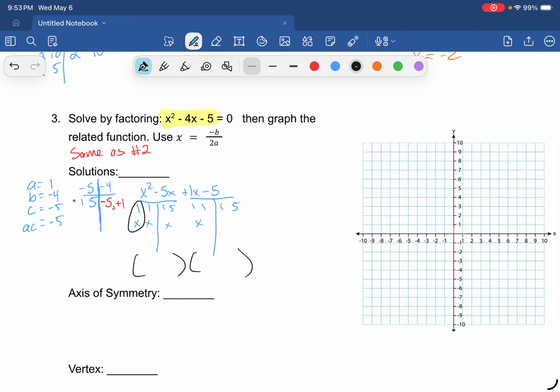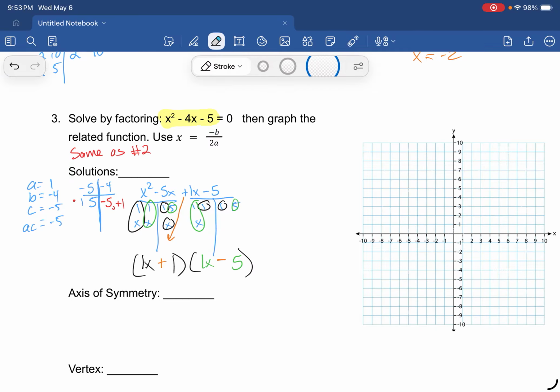My GCFs are 1x and 1. And my leftovers are 1x and 5. Again, my two signs would drop down. So this is plus and this is minus.